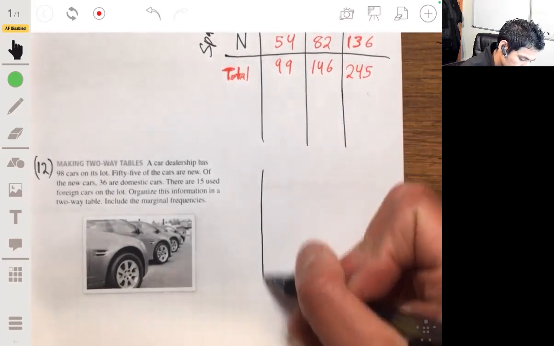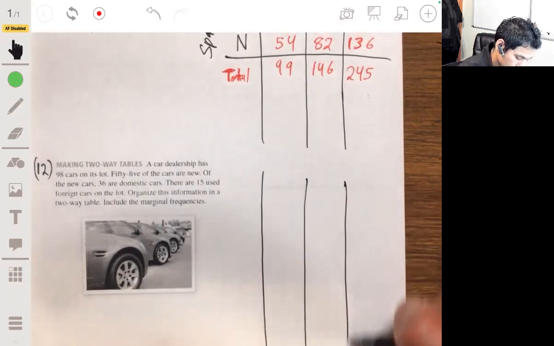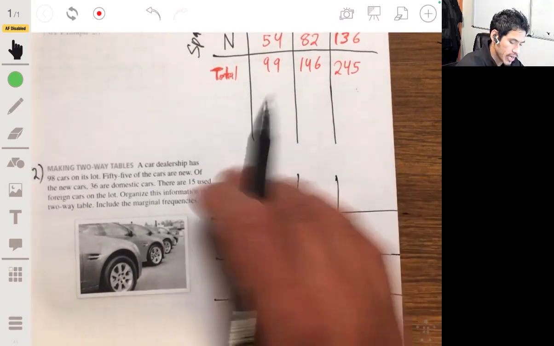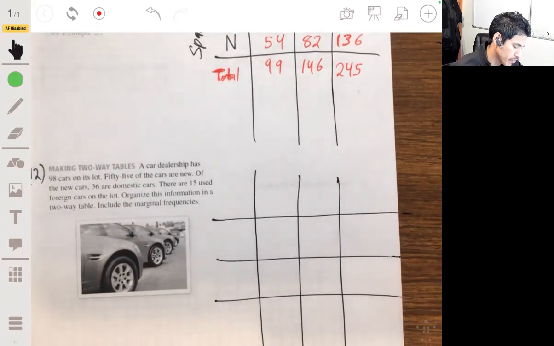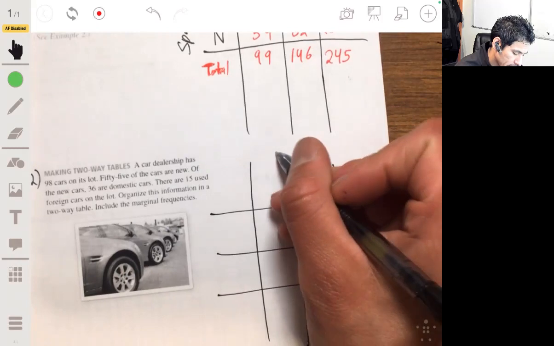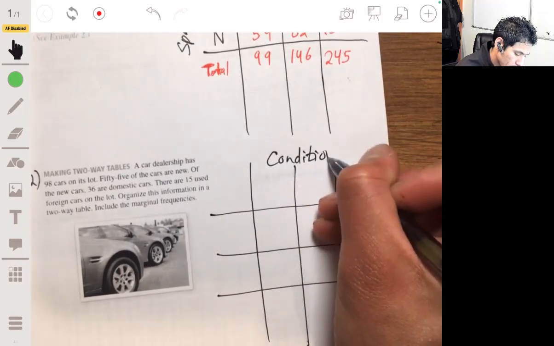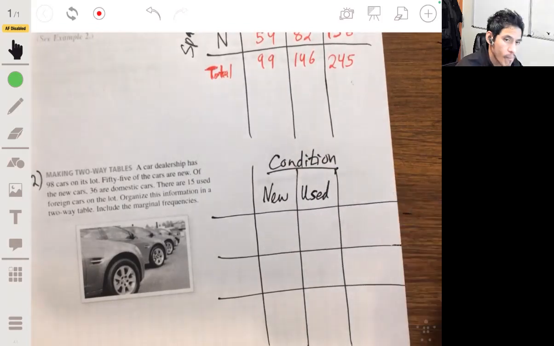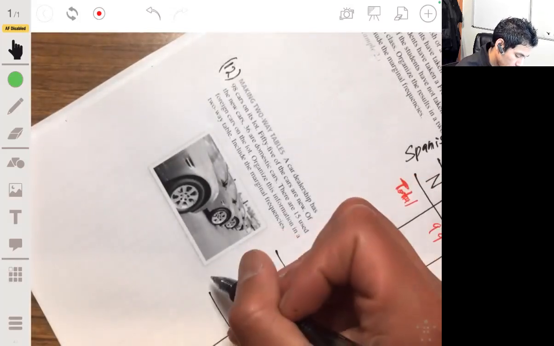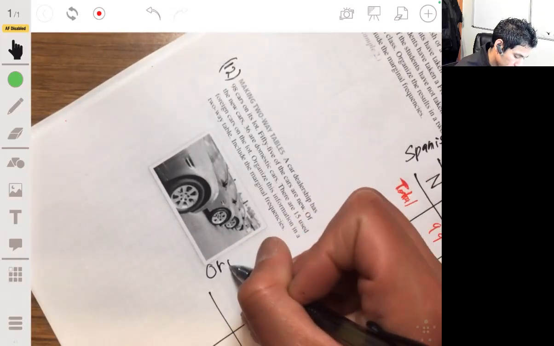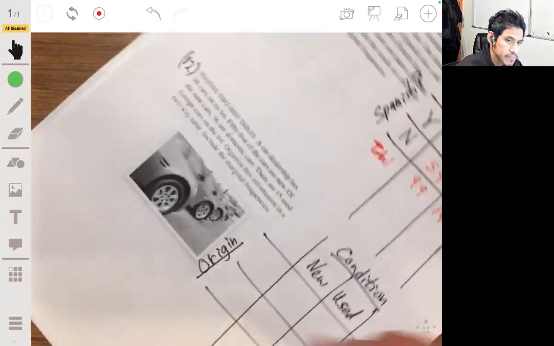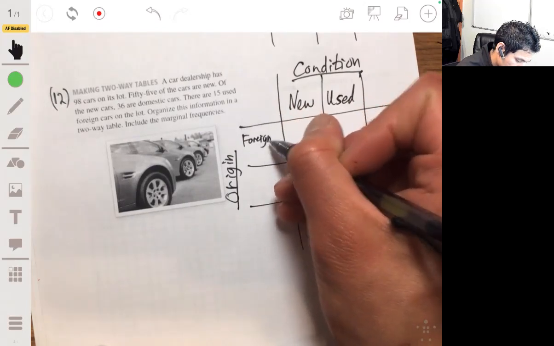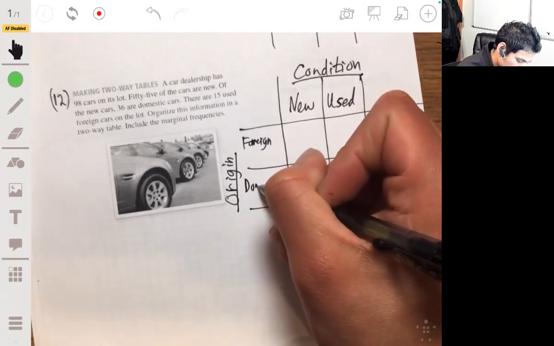And more practice, yeah, let's start the same. Bang, bang, bang. One category here, one category there. Doesn't matter which one is which. We're breaking this up by condition, in other words, you have a new or used car. And here we're going to be like, are they foreign or are they domestic? So we can maybe say origin. So let's go foreign over here, and domestic here.